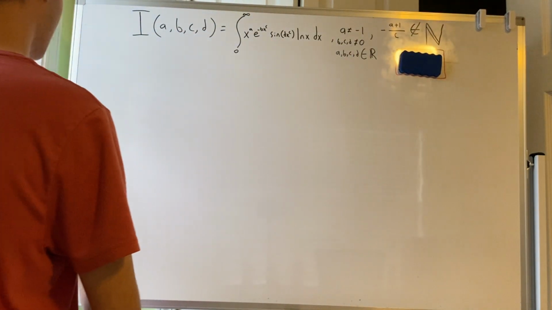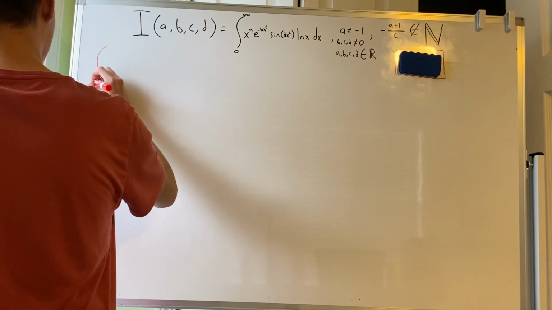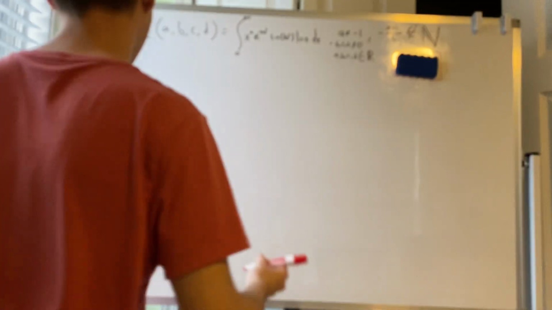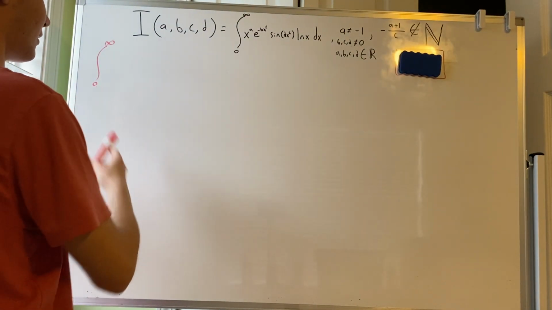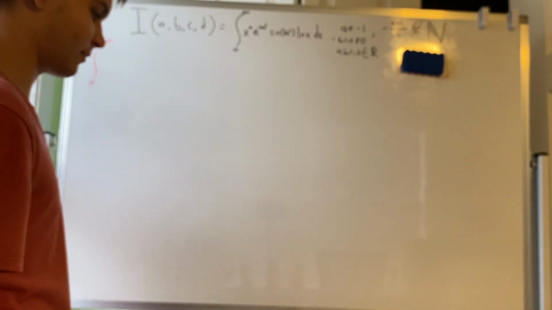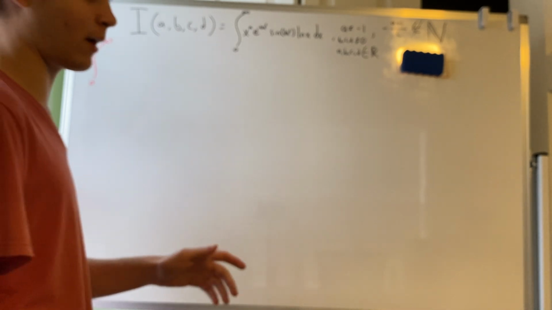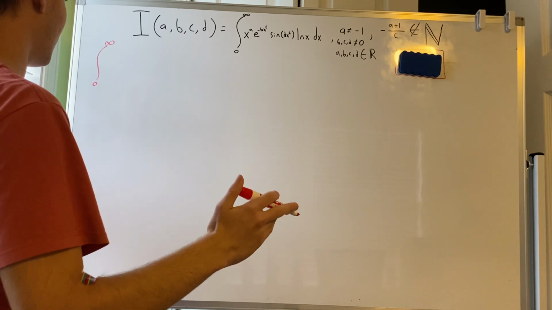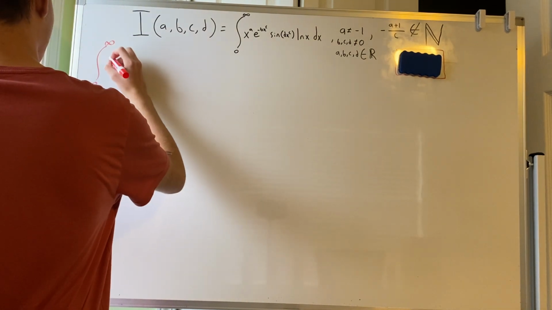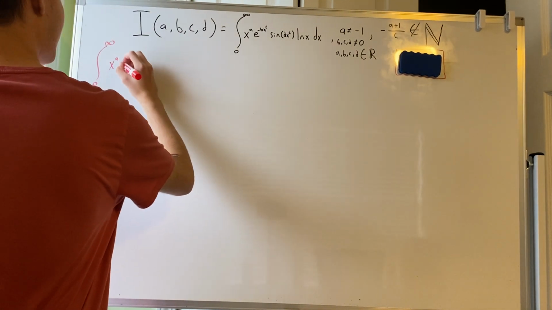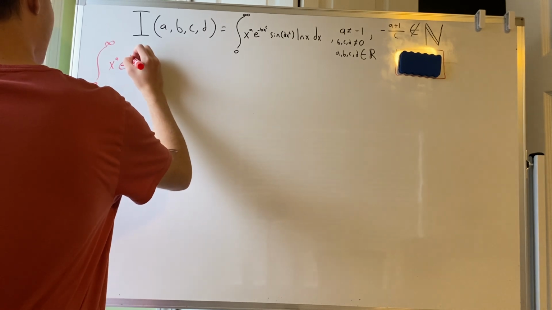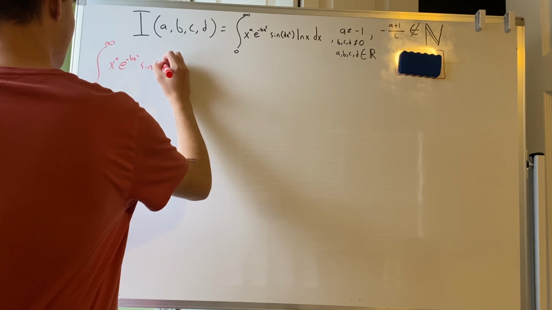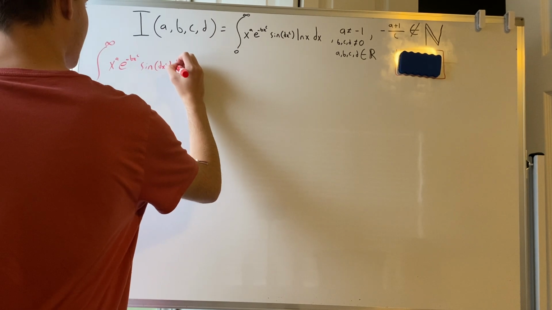So like I said, we're looking at this. This is a fresh Expo marker, by the way, so it's hopefully not going to fade away like some of my other markers. I've used them for a while, so no hate, no disrespect to them. Anyway, yeah, so we have x to the a, e to the minus b x to the c, times sine of d x to the c, dx.